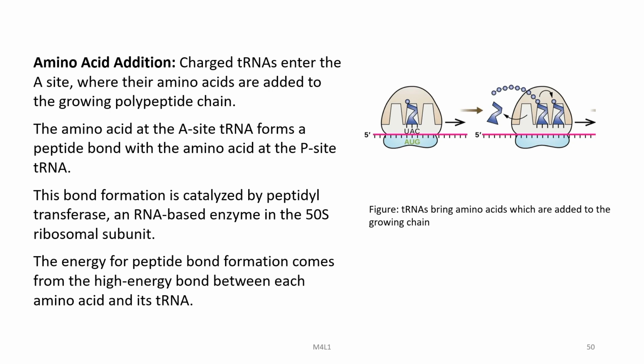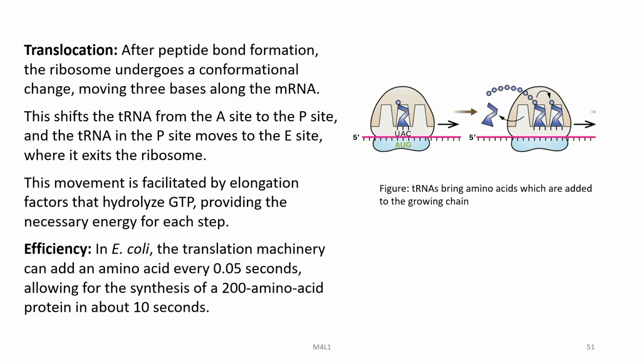Then there is amino acid addition. Charged tRNAs will enter the A site where their amino acids are added to the growing polypeptide chain. The amino acid at the A site tRNA forms a peptide bond with the amino acids at the P site tRNA. This bond formation is catalyzed by peptidyl transferase, an RNA based enzyme in the 50S ribosomal subunit. The energy for peptide bond formation comes from the high energy bond between each amino acid and its tRNA.